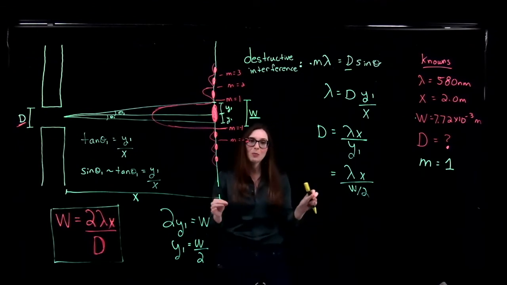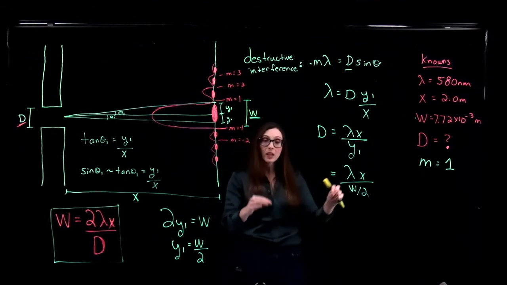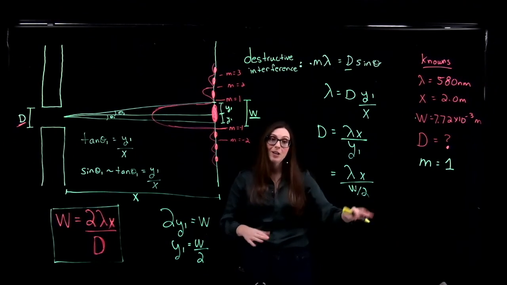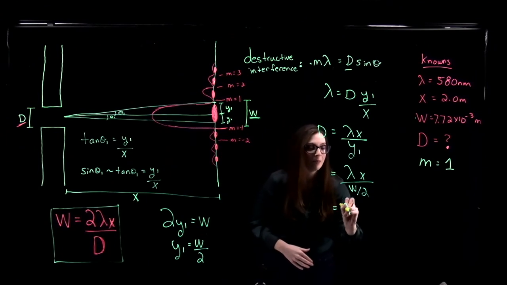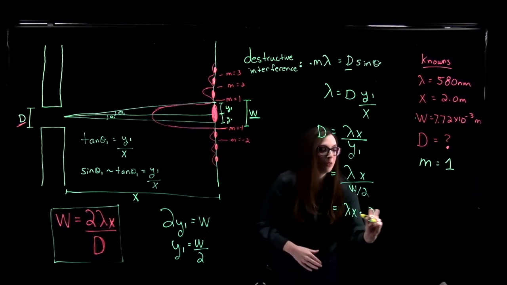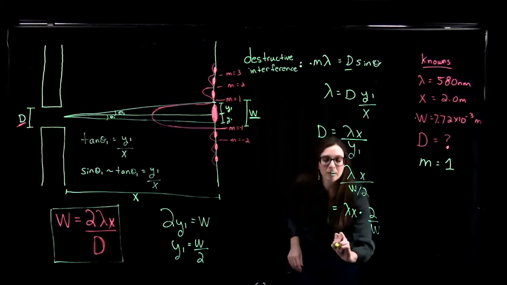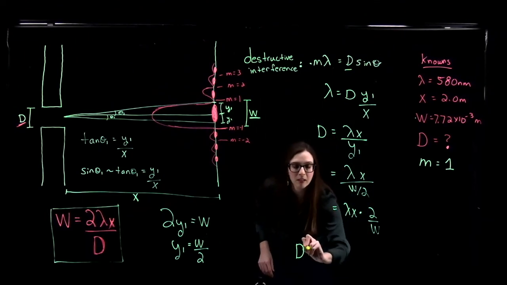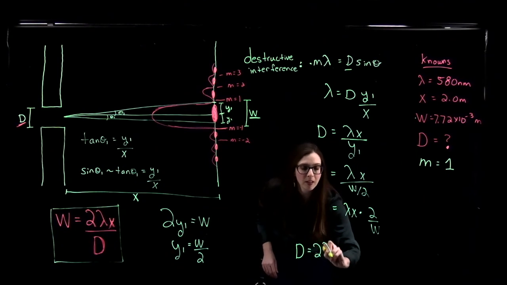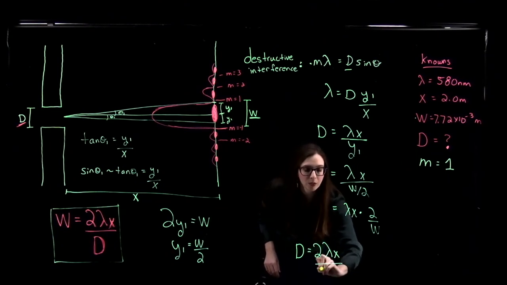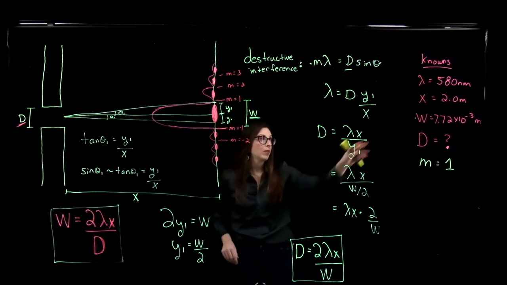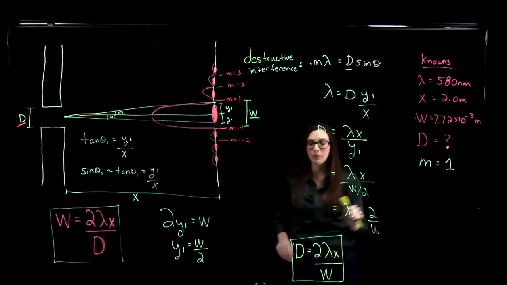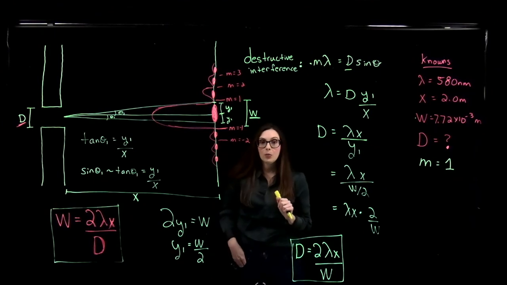Okay, so if you remember, if you divide by a fraction, you multiply by the reciprocal. So this is the same thing as lambda x times 2 over w. All right, so then d is equal to 2 lambda x all over w. Okay, so we're going to plug in wavelength, x, w, which we've written out here for our knowns in order to get the slit width.